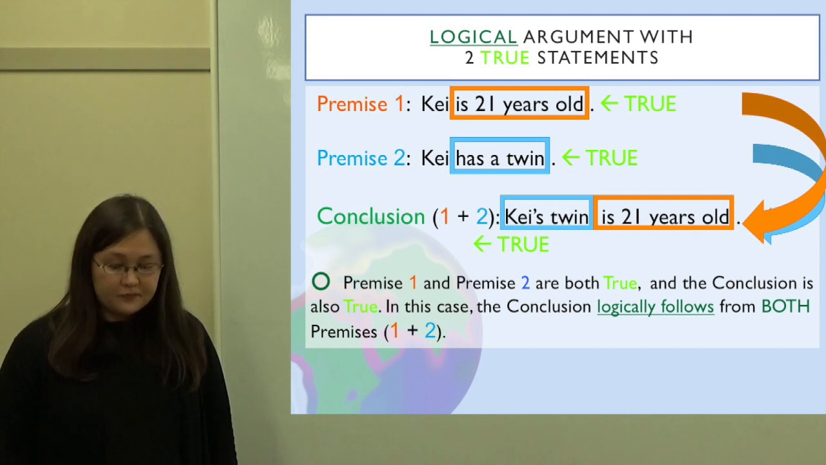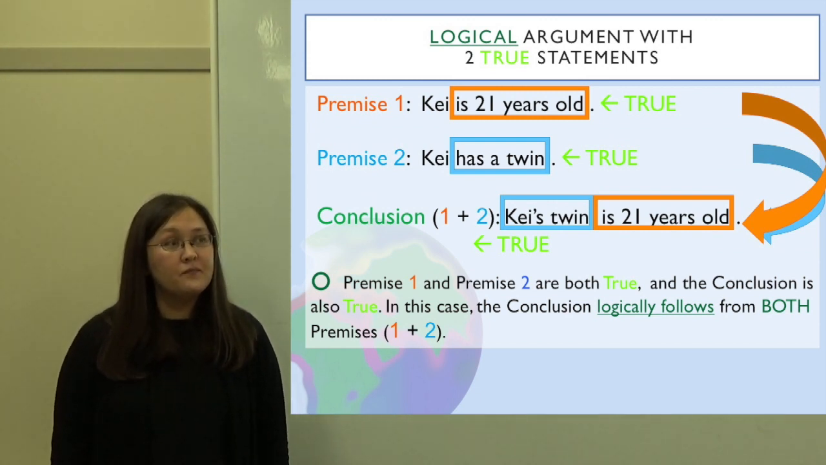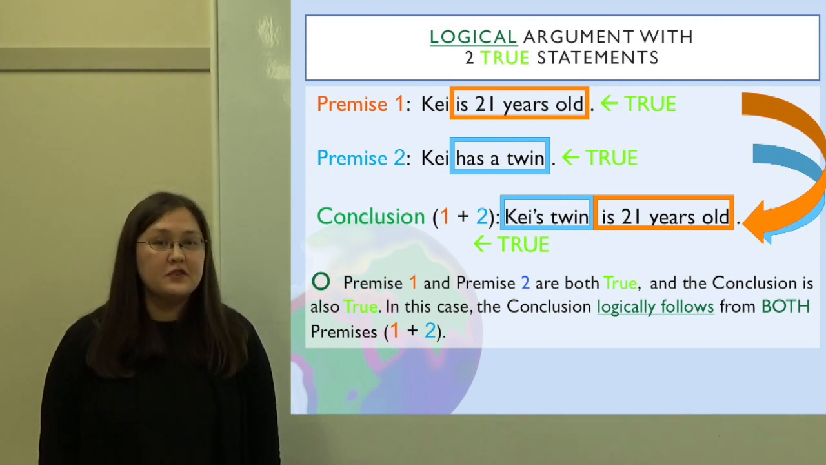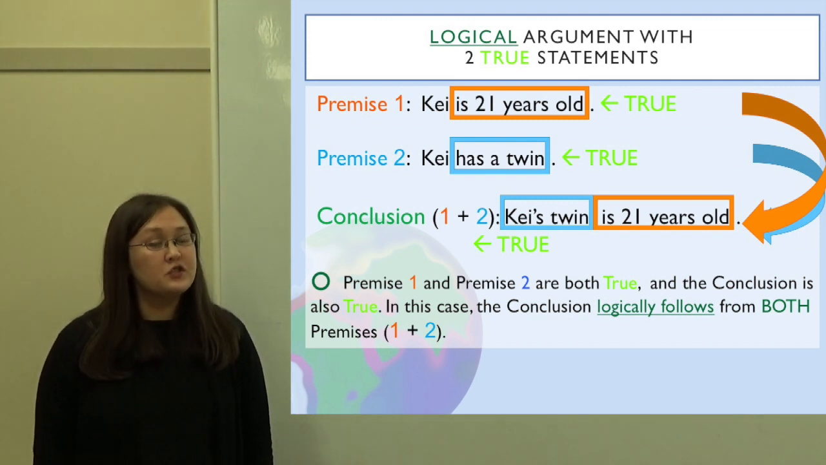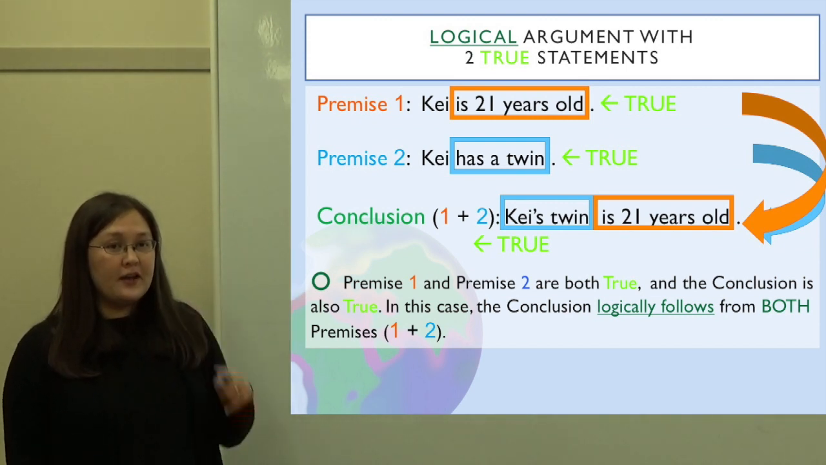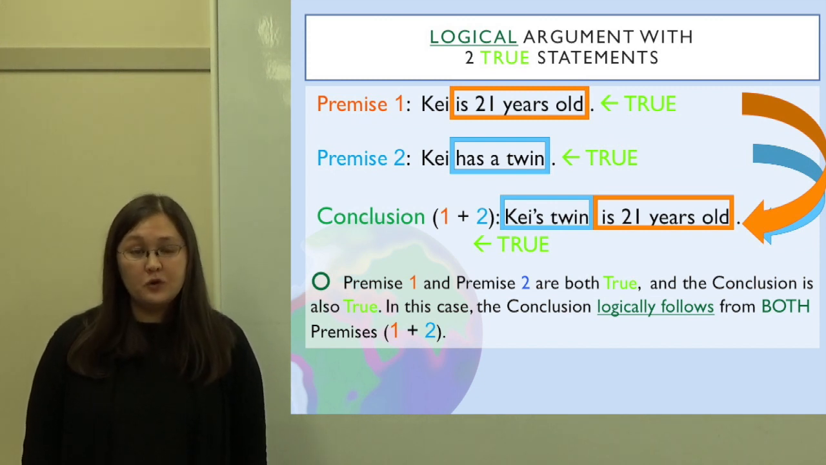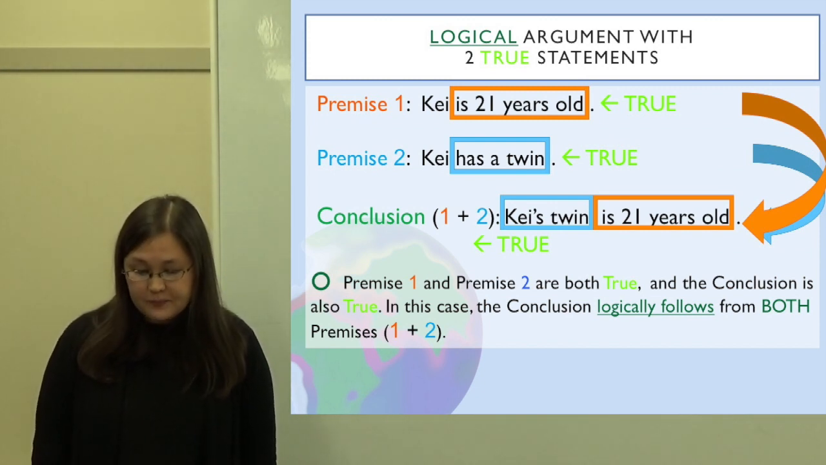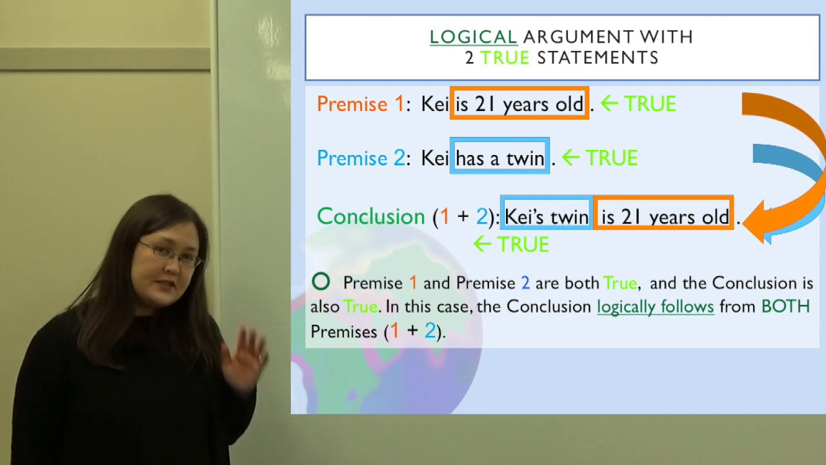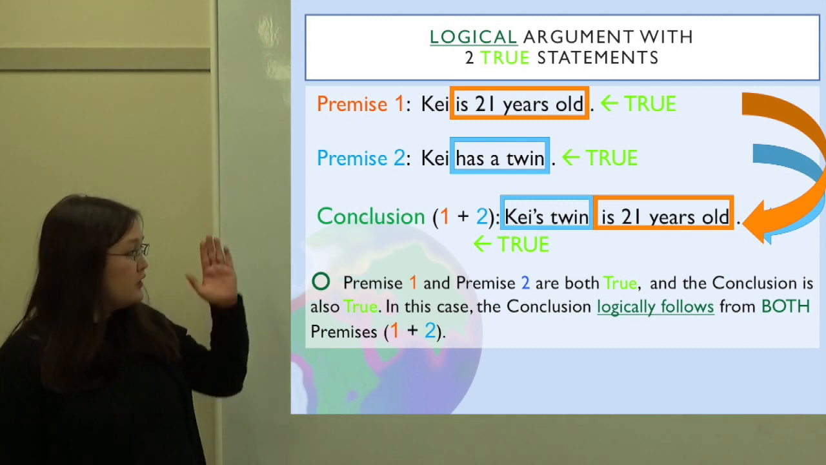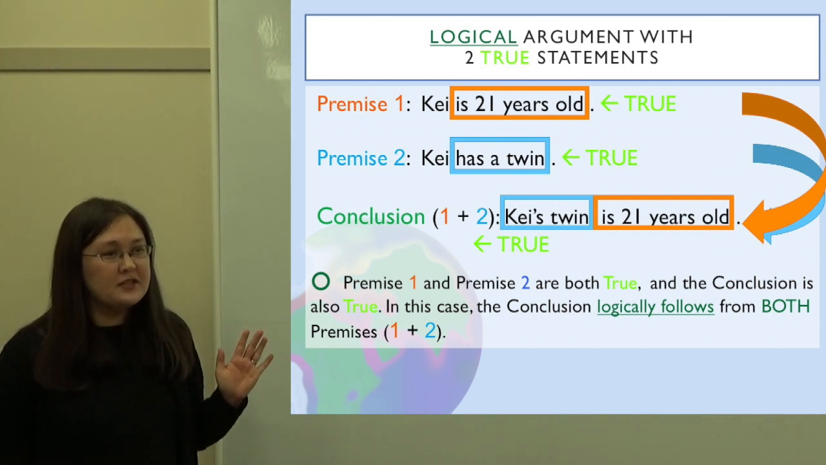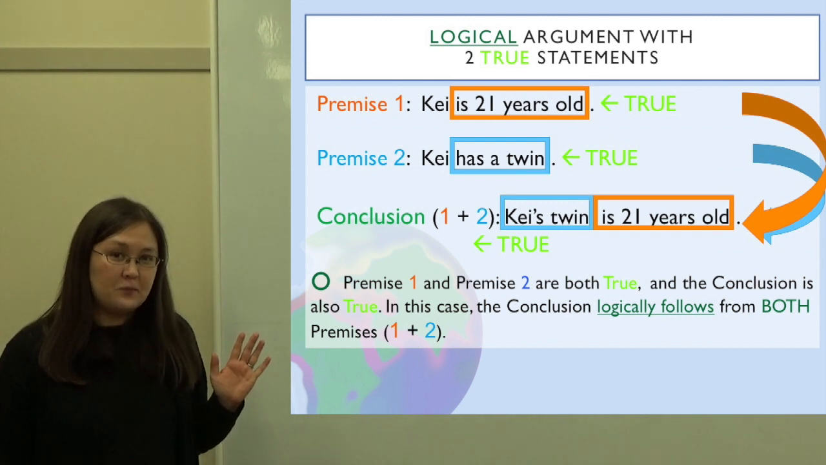And premise 2, K has a twin. So let's imagine in our imaginary character, his life started on the same day with his twin. It's true. Then if we put premise 1 and premise 2 into the conclusion, we get a logical conclusion which says K's twin is 21 years old. The reason that we can do this here, it follows the rules of logic, but it's doing something a little bit different from the previous examples.